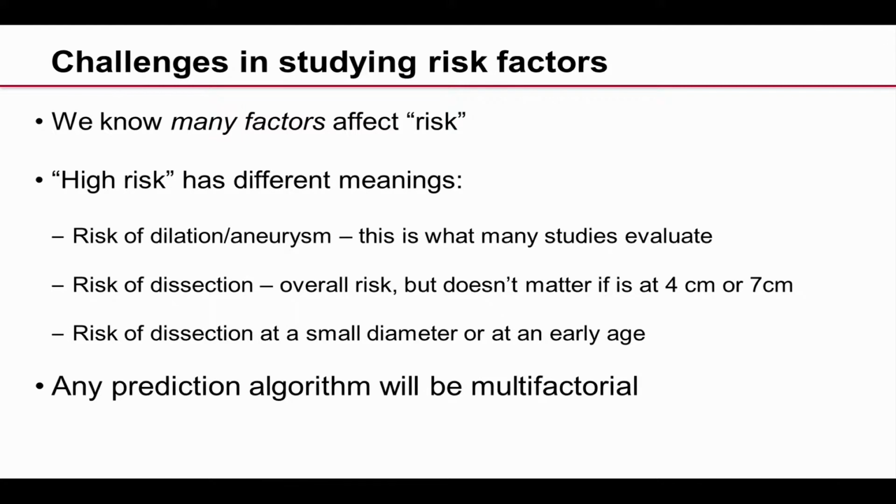Any prediction algorithm will be multifactorial. And this is what we're all doing when we take a case into our heads. We're saying, well, are they female? Are they big? Are they small? What's the gene? What's the dilation? But how do we look at this more sophisticatedly?